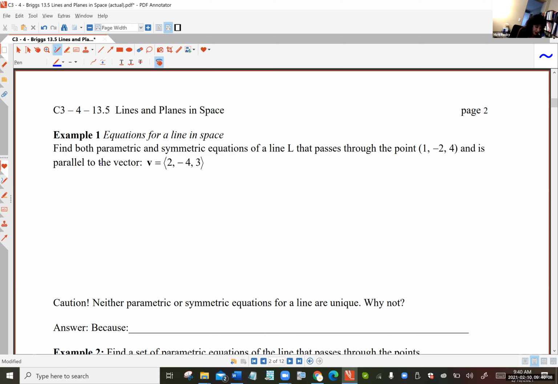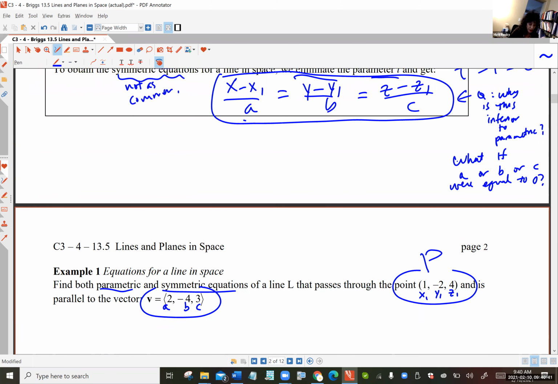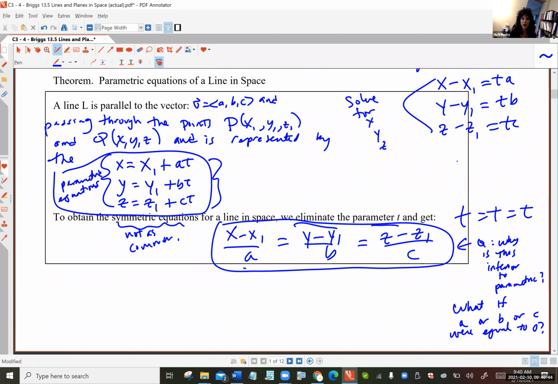Okay, so let's do an easy example of finding the equations for a line in space. We're going to find both the set of parametric equations, which is my personal favorite, and just for kicks and giggles, we'll show you the symmetric. This is a super easy problem because they're giving you P, and they're giving you the vector that is the direction vector for the line. They're giving you the a, the b, and the c, the direction numbers, and the x1, y1, and z1, the coordinates of a point on the line. So you don't even have to do any work.